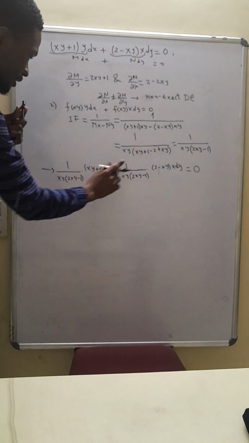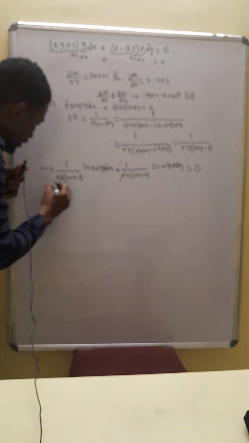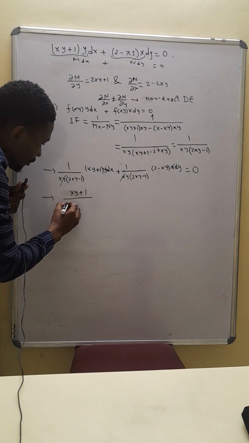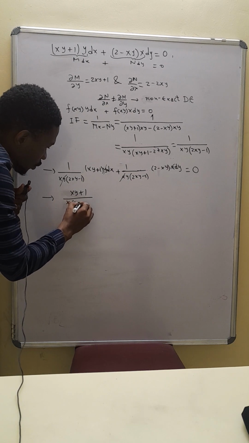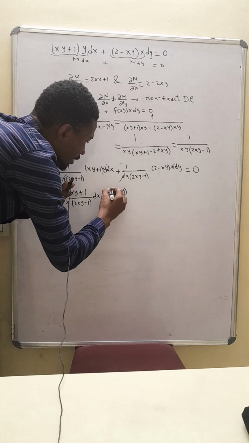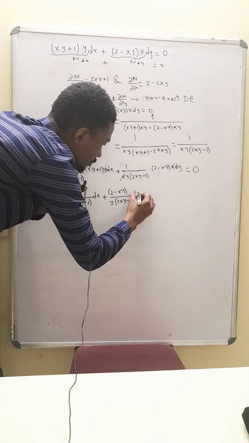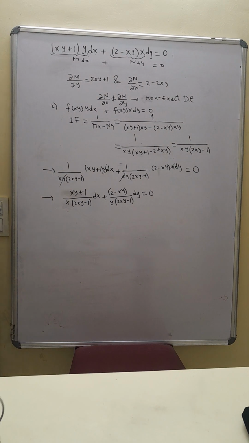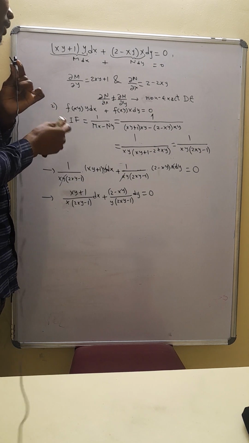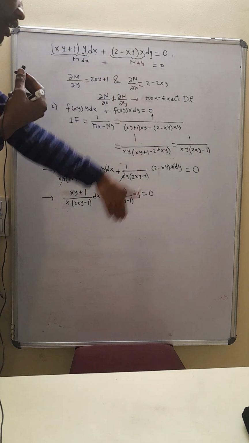Okay, if you multiply this, you will see that this y and this y will be cancelled out, and this x will be cancelled out. So you are going to have (xy plus 1) all upon x(2xy minus 1) dx plus (2 minus xy) all upon y(2xy minus 1) dy is equal to 0. Now, after multiplying by the integrating factor, as I told you, it is the factor that we multiply to this non-exact differential equation to reduce it into an exact differential equation.